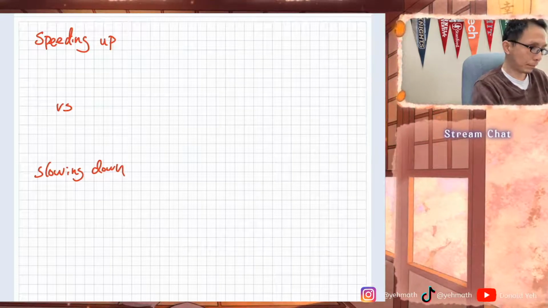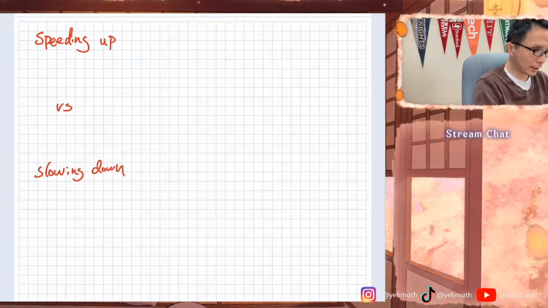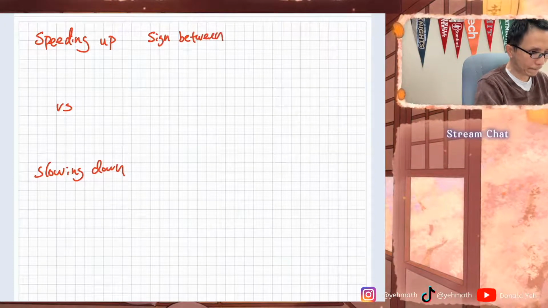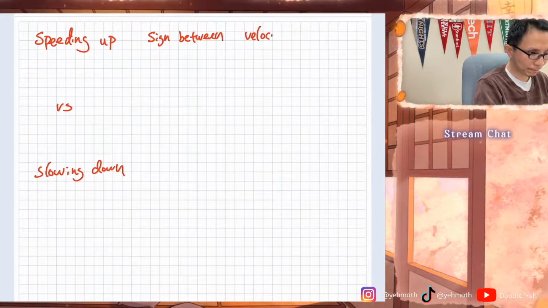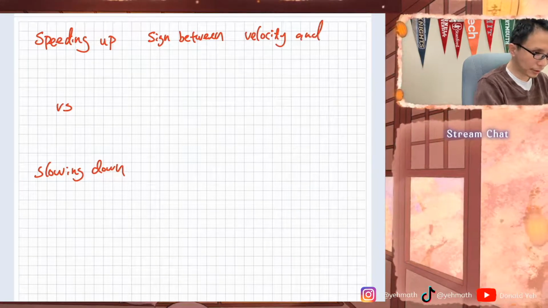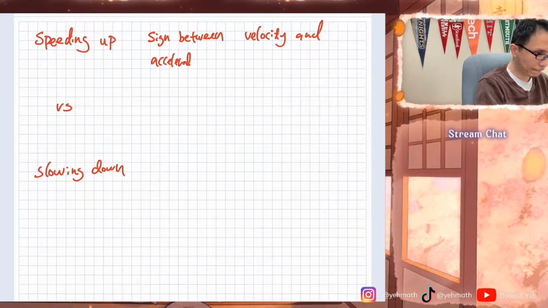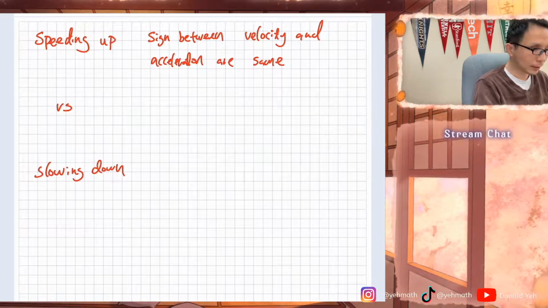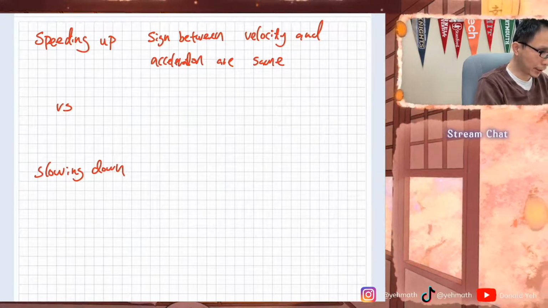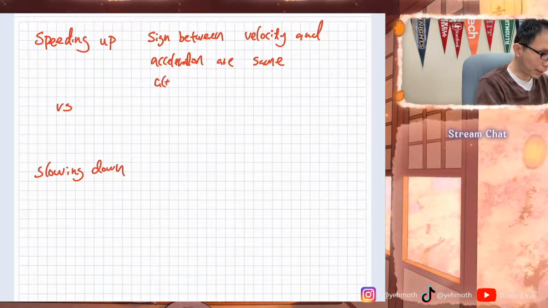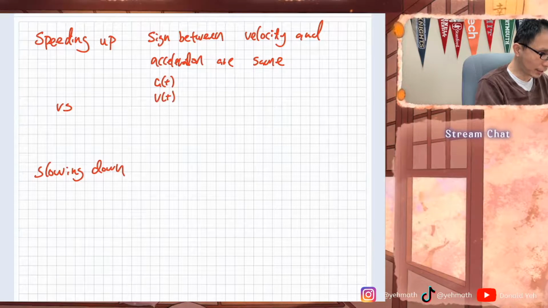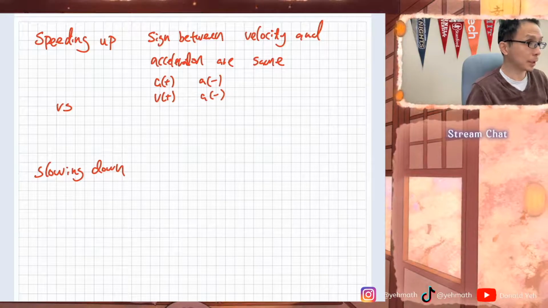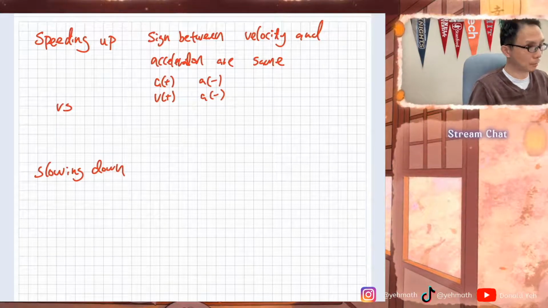The thing to think about is if the signs between velocity and acceleration are the same, therefore you're speeding up. So it can be acceleration positive and velocity positive, or acceleration negative and velocity negative. They are all speeding up, and we're going to explain what that means.